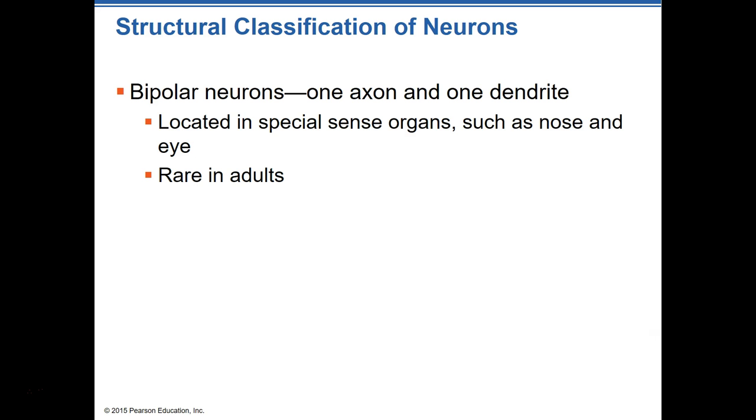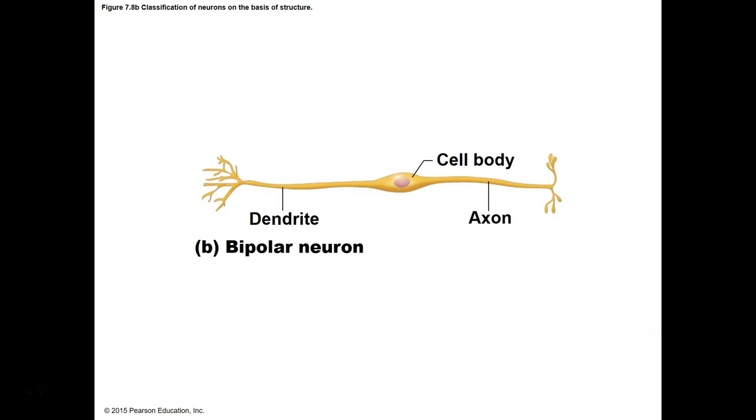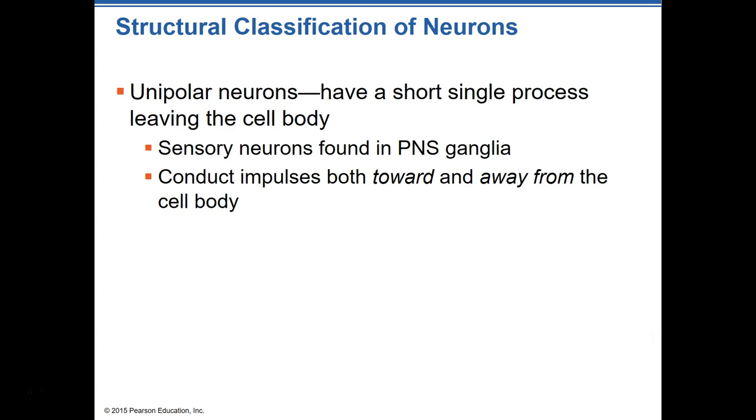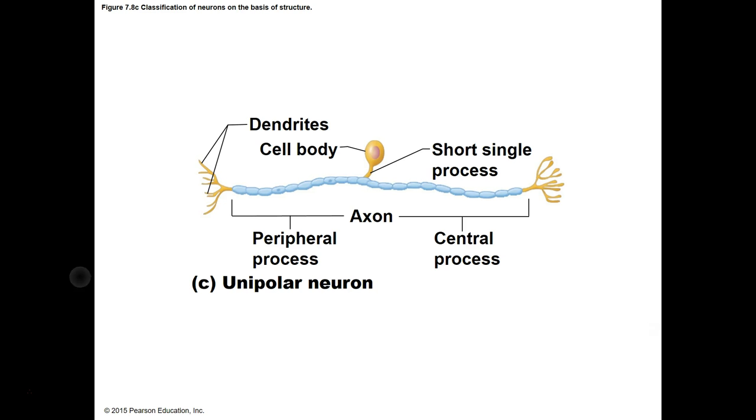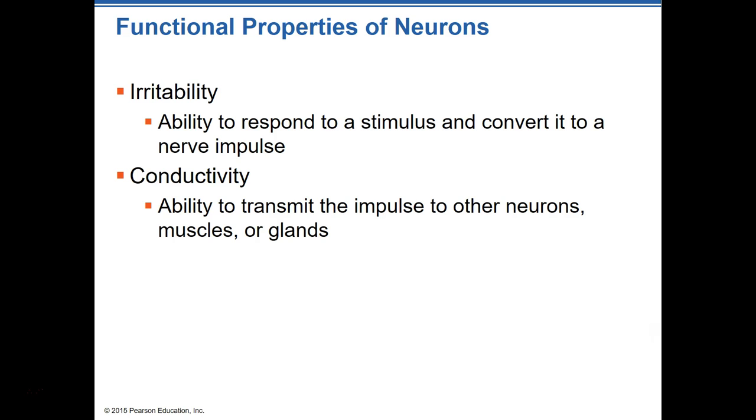that way. We have bipolar ones located in special sensory organs such as the nose and eye. We don't have a whole lot of them as adults. Most of them have gone away, but this is what a bipolar one looks like. Okay, unipolar have short single processes. Sensory neurons of the peripheral nervous system conduct impulses to and away from cell bodies. We can kind of see how that one looks, but notice it's myelinated too, so it's going to carry impulses pretty fast.